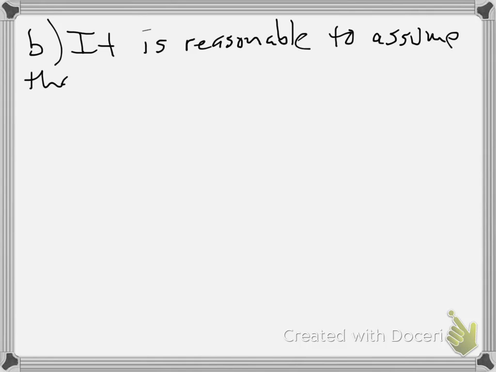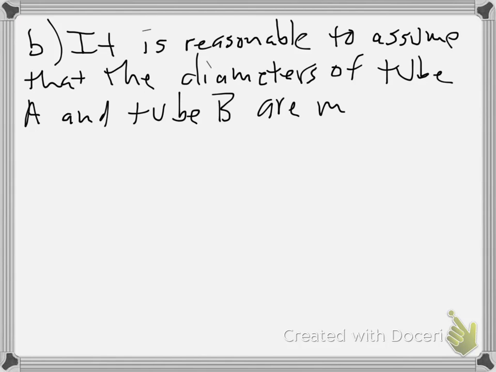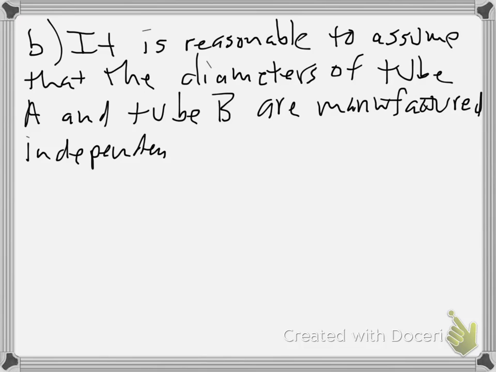that the diameters manufactured, since we're looking at the diameter, that's our variable, the diameters of tube A and tube B are manufactured independently. That word did say manufactured, believe it or not. Independently, I'll say since they were probably made in different batches.